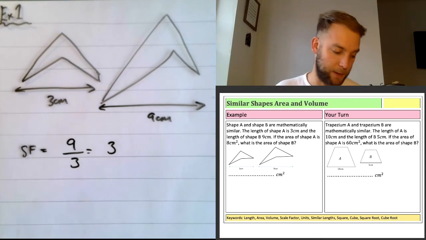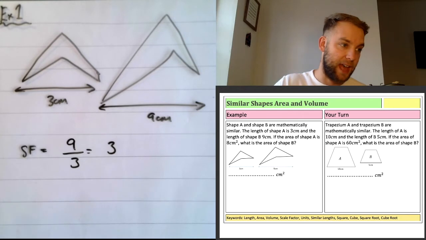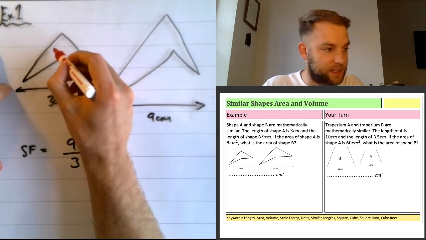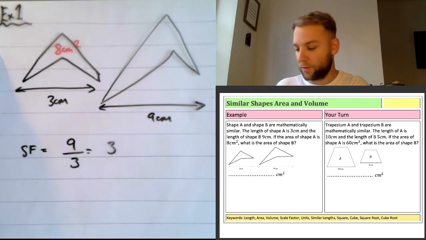It's 3 times bigger. Now, the difference with this one is it tells you the area of A, so the inside here, is 8 centimeters squared. Okay, that's what the area is.